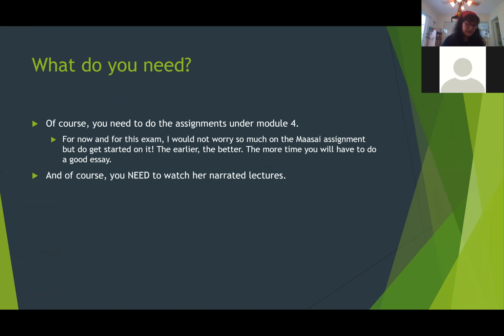But of course, the earlier the start, the better, just because it's an essay, right? So you want to have time to go in there, check it multiple times, and do the best work you can.